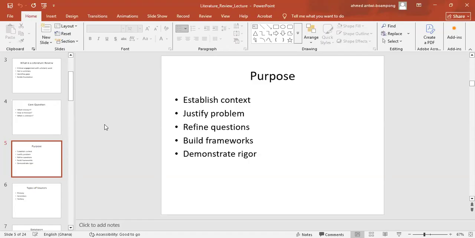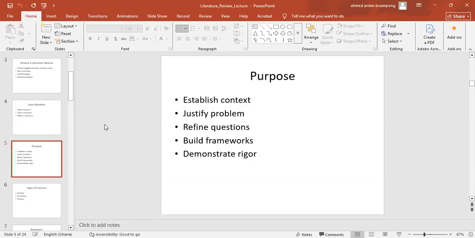And so the review helps you to justify your research problem. And I'm saying that it also helps you to identify what? A gap. So besides the purpose of helping you establish a context, it also helps you to justify what? Your problem, through the identification of a gap.